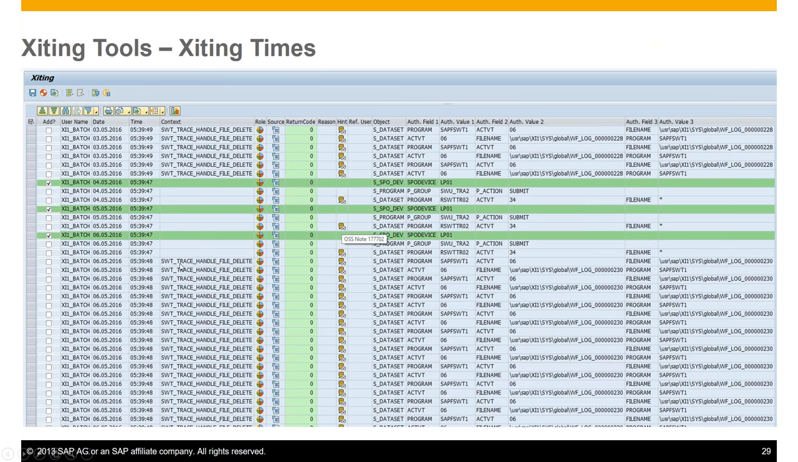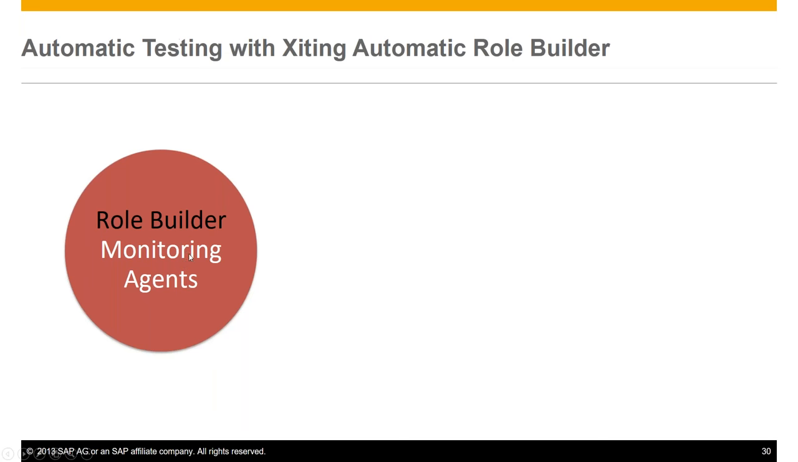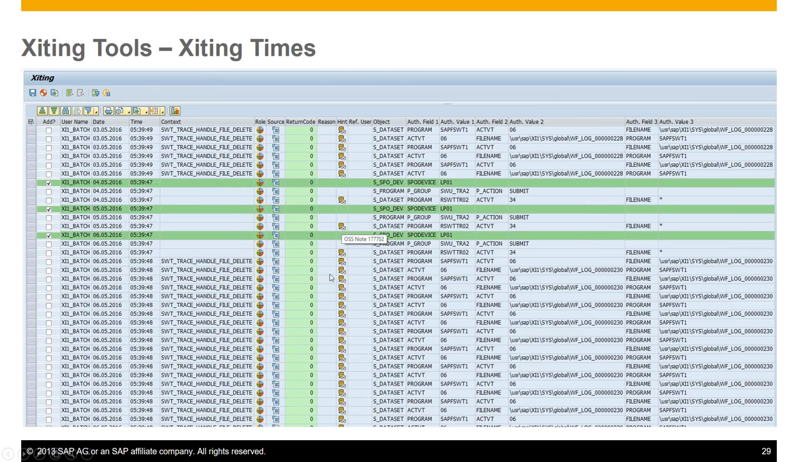This is what the reporting looks like. Here we can see there's a batch user which has successful authority checks, but these are from the simulation mode. So it's telling us that these checks would have failed, but they didn't. And it came from this function module.